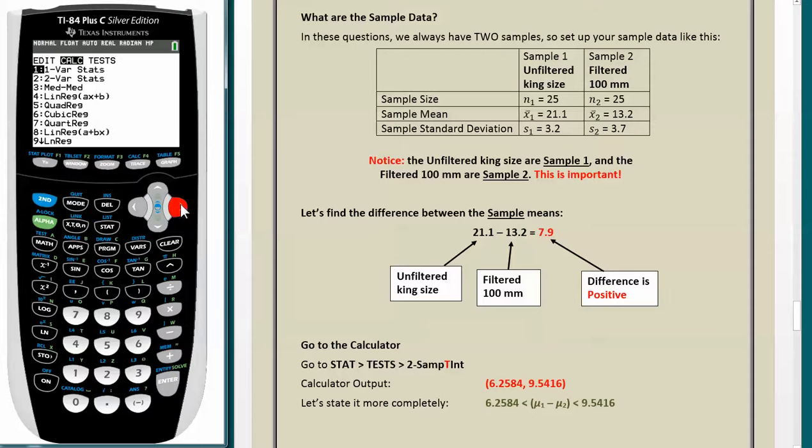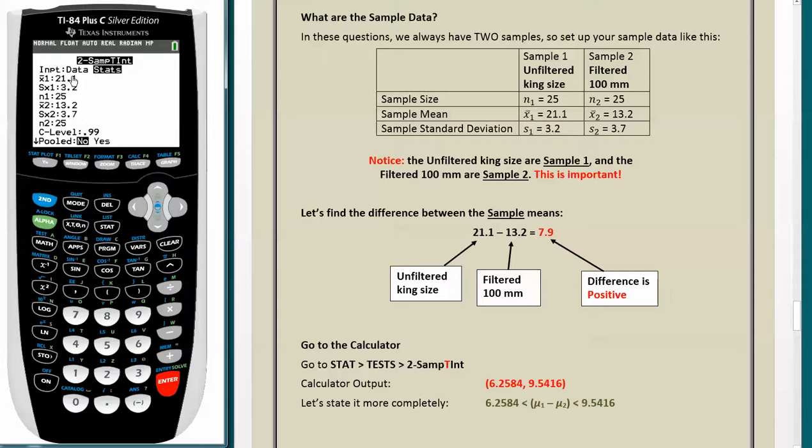Stat tests, 2. See, that's 2 samp t test. That's not what we want. We want 2 samp. There's z interval. We're not doing z interval. We're doing t interval. 2 samp t interval. That's where we want to be. So I'm going to click enter.